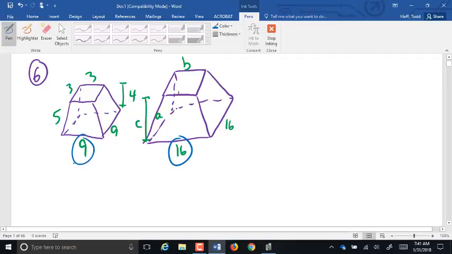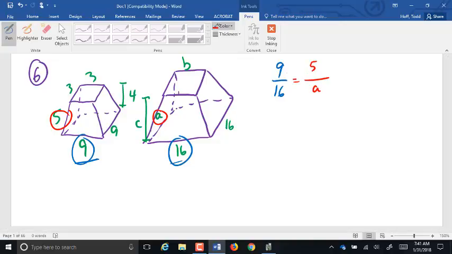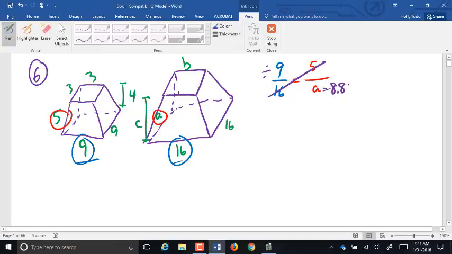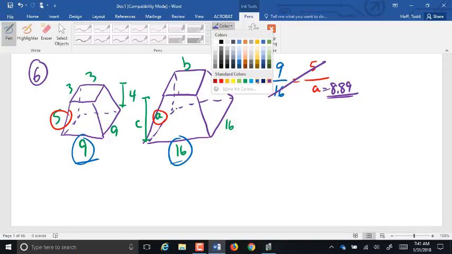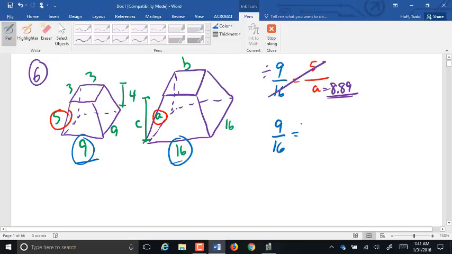So we've got this 9 to 16 ratio of lengths here. Those two sides correspond, we know they're equal. To find A corresponds with the 5. Now A goes with the 16, 5 on top. 16 times 5 is 80. Divided by 9 is 8.89. Still with the 9 to 16 ratio. For B, B corresponds to the 3. 16 times 3 is 48. Divided by 9 is 5.33.